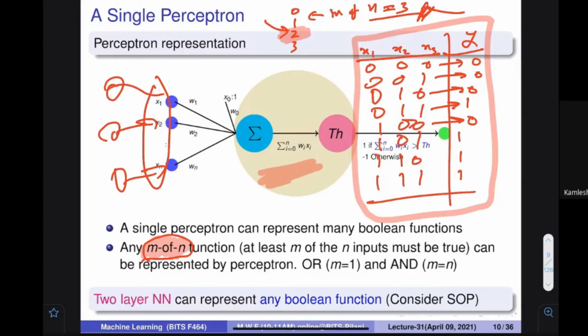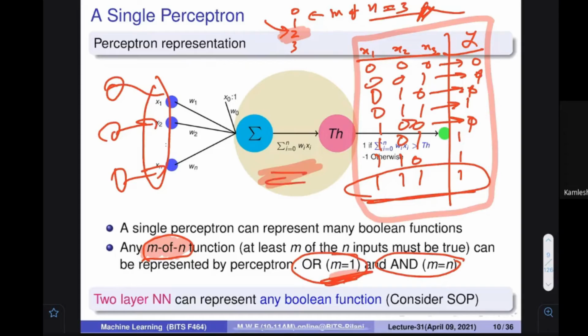A single perceptron can represent this function. When m is equal to 1, it is an OR gate. When m is equal to n, it is an AND gate. When all the values are 1, only then is the output 1. When any one of them is 1, it is an OR gate. You can think of it in those terms too: it can work as an AND or OR gate.